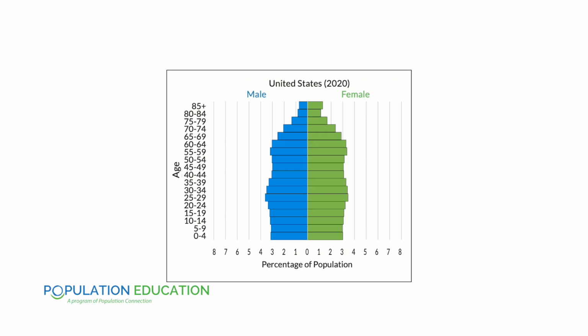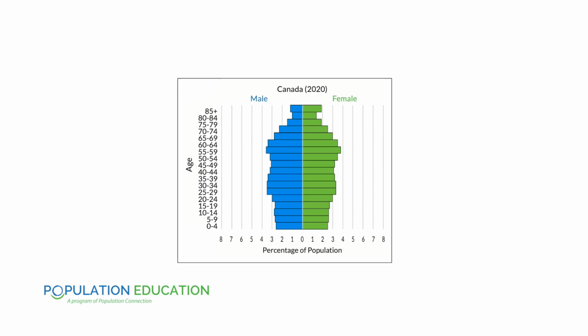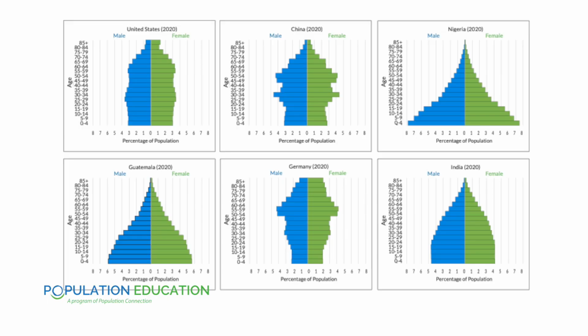When we look at the United States pyramid, we can see that it is almost rectangular in shape. This tells us that each age cohort is more or less uniform. That means that the population of the United States is mostly stable. A quick side note, we do have both middle and high school versions of this activity that use Canada's population pyramid in place of the United States. The shapes of these two pyramids are very similar, but back to the pyramids on the screen.